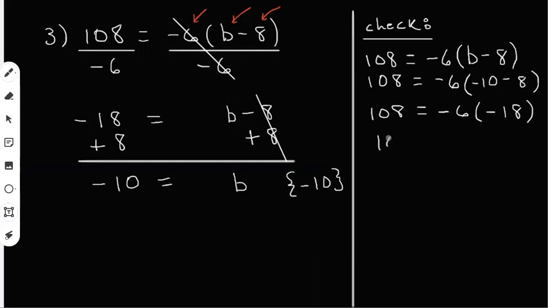So now the only thing I have left to do is multiply on the right side. I multiply -6 by -18 to get a positive 108. And yes, that is a true statement. So it's pretty safe to assume that -10 belongs inside of my solution set.